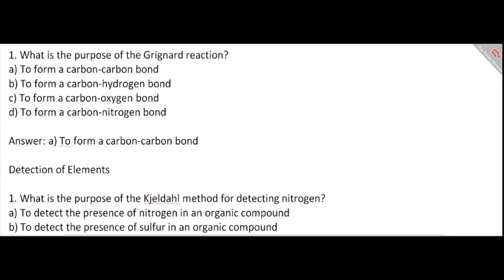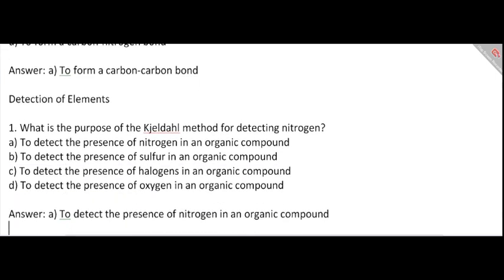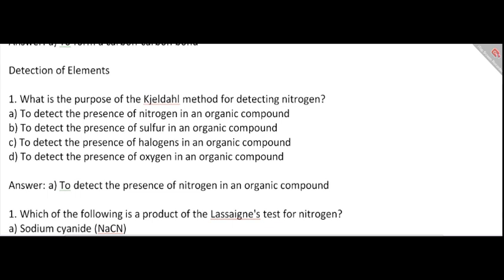Which of the following is a product of the Lassaigne's test for nitrogen? Sodium cyanide, sodium sulfide, sodium halide, and ammonia. So sodium cyanide is the correct answer. Option A is the correct answer.